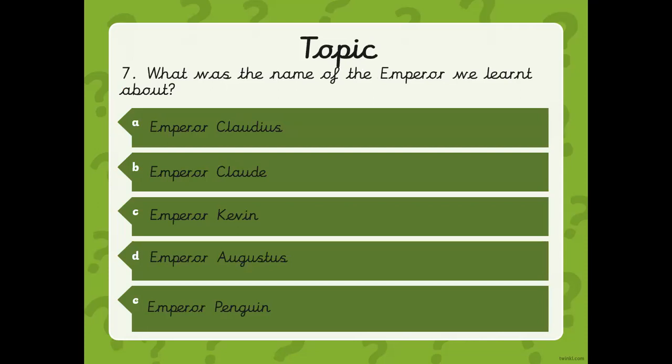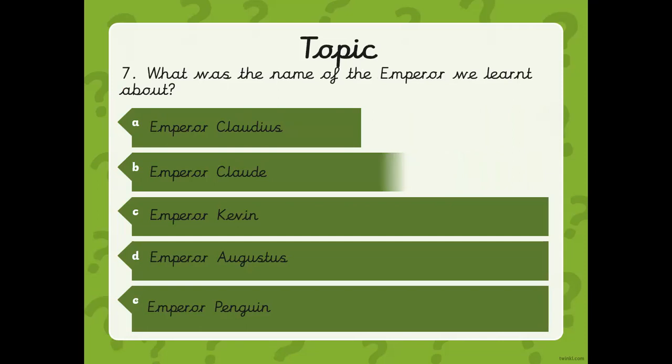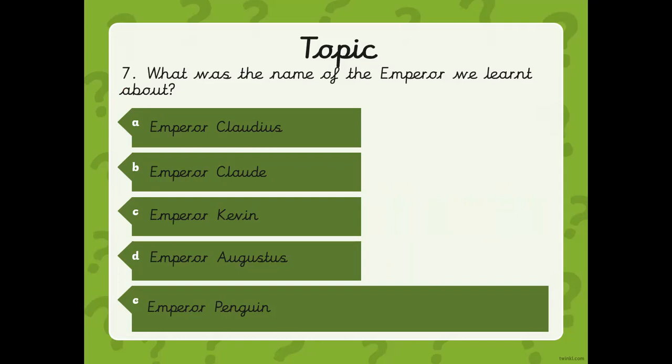Question 7 is your topic question. What was the name of the emperor that we learnt about? A, Emperor Claudius or Claudius, B, Emperor Claude, C, Emperor Kevin, D, Emperor Augustus, or E, Emperor Penguin?